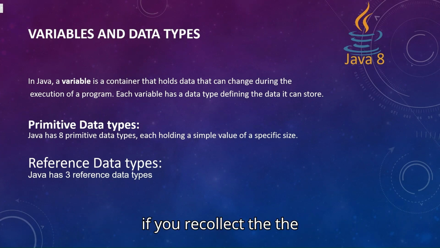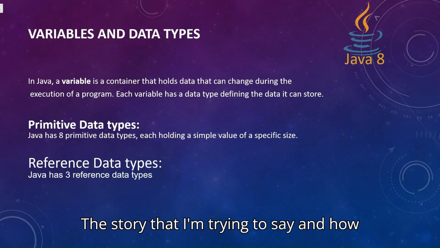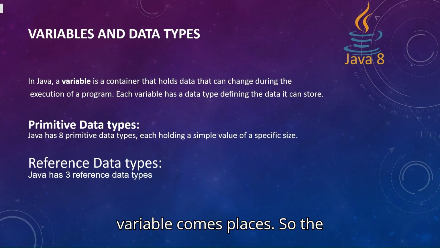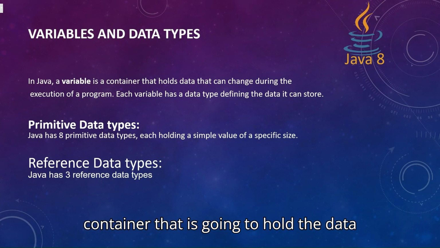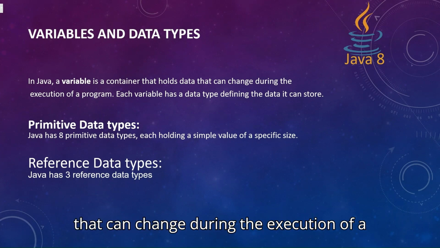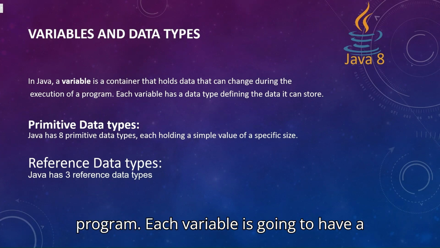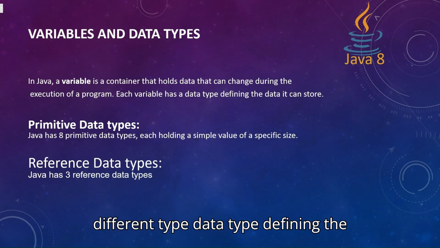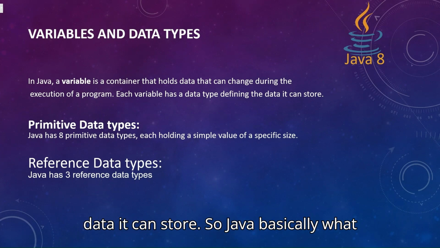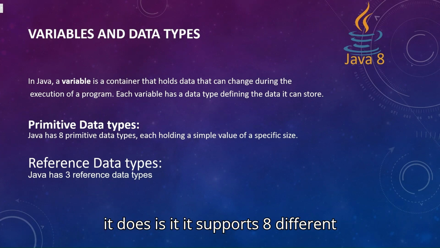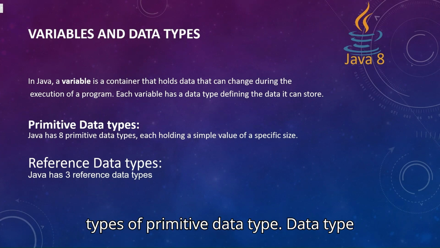So if you recollect the story I'm trying to tell, that is how a variable comes into place. The variable here is going to be the container that holds the data that can change during the execution of a program. Each variable is going to have a different data type defining the data it can store. Java supports 8 different primitive data types.